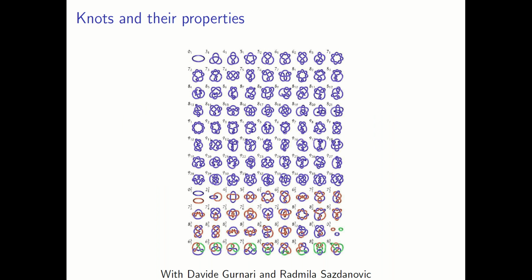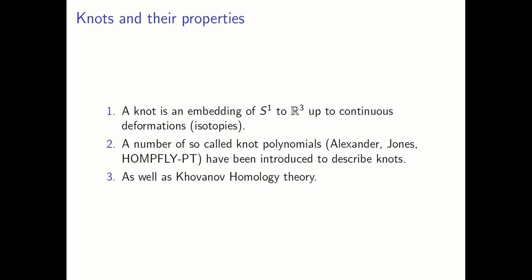That's a joint work with Davide and Radmila. So, what is a knot? It's simply an embedding of S1 into R3, up to continuous deformations. So if we have two embeddings that can be continuously deformed into each other, they represent the same knot. But we have, of course, infinitely many knots. Those are complicated objects. Therefore, people introduced many ways of describing them.